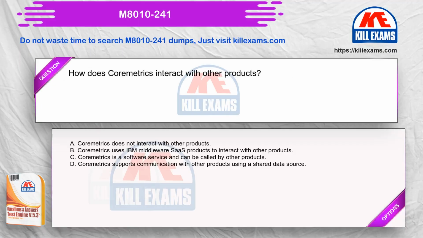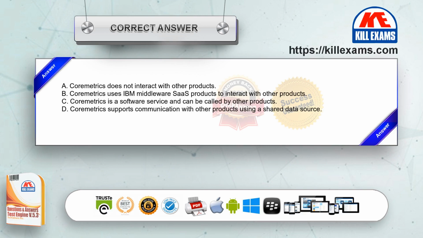How does Coremetrics interact with other products? Option A. Coremetrics does not interact with other products. Option B. Coremetrics uses IBM middleware SaaS products to interact with other products. Option C. Coremetrics is a software service and can be called by other products. Option D. Coremetrics supports communication with other products using a shared data source. The correct answer is option C.